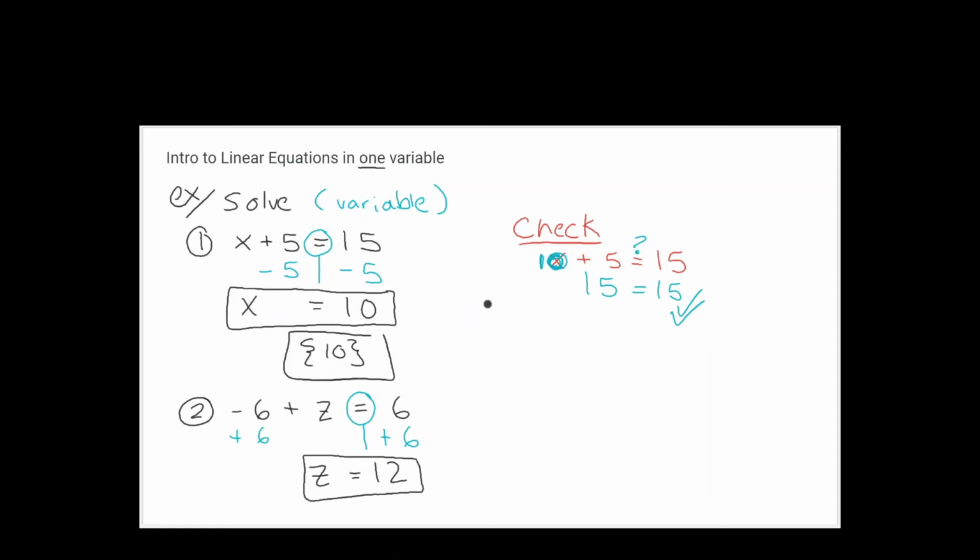Alrighty. So at this point, I would say give yourself a moment to try this next problem on your own. Pause your screen, try it on your own, and then resume to see if I get the same thing as you. Okay? So here's our third problem. And we have x minus 3 equals -3. So pause it, try it on your own.